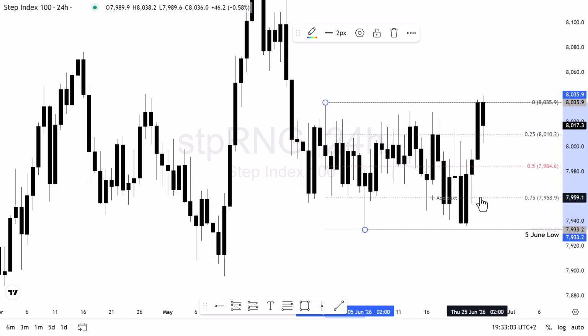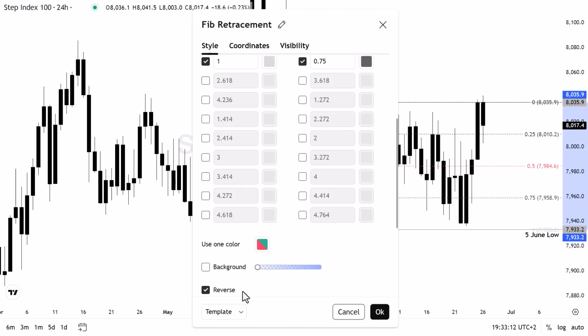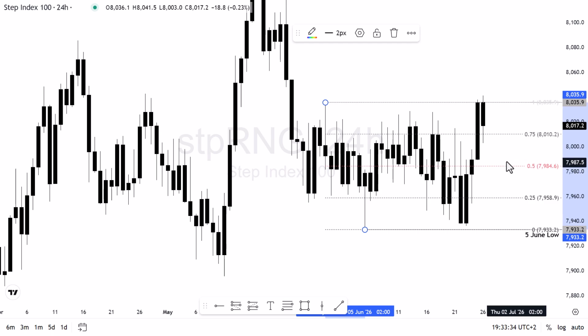Now these are the price gradients that we have. Okay, so I'm going to reverse this particular Fibonacci tool. Above the 50%, it is premium. And below the 50%, it is discount. So we have our dealing range high and our dealing range low.